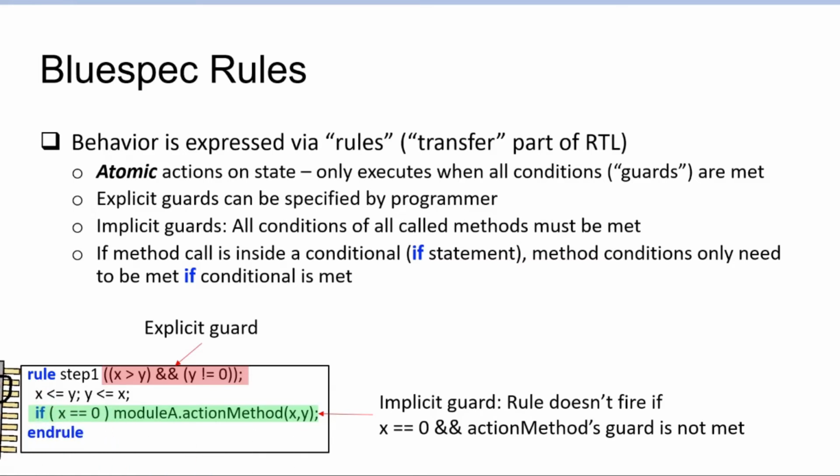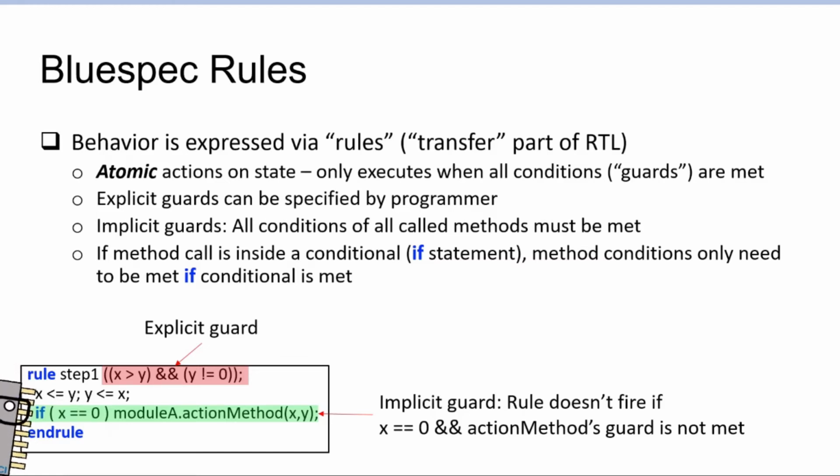So if you're thinking from the point of view of a step-by-step kind of software language, you might easily think, oh, this rule will start firing because the implicit guard is met, the explicit guard is met. It's going to do the swap work. We go to this if statement, and because x equals 0, we're going to start executing this thing. But because the guard of the action method here is not met, we're going to be stuck here for a while after we already swapped X and Y.